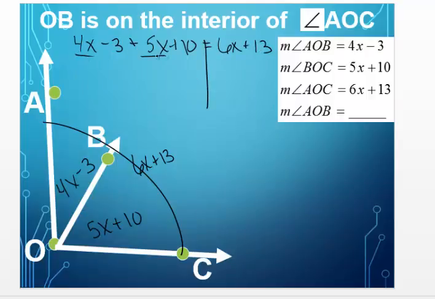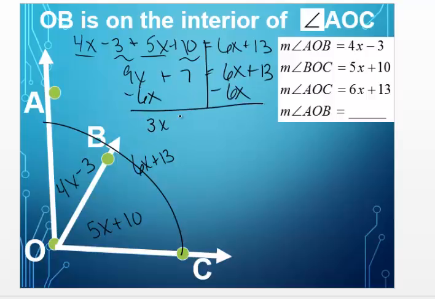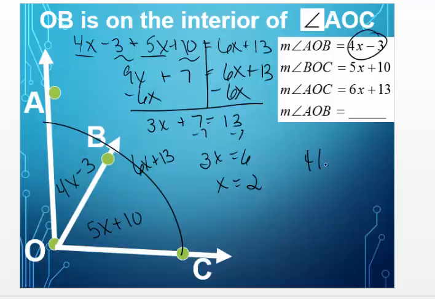So when I combine my like terms, I get 9x, and then here I get a positive 7 equals 6x plus 13. I'll subtract 6x. I'll get 3x plus 7 equals 13. I'll subtract 7. I get 3x equals 6, and x is 2. Then that allows me to find AOB. AOB is right here. 4 times 2 minus 3. That gives me 8 minus 3, so it's 5 degrees.